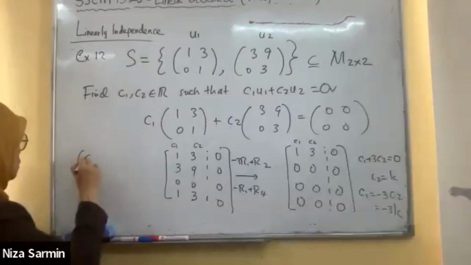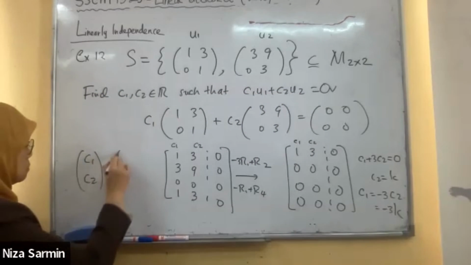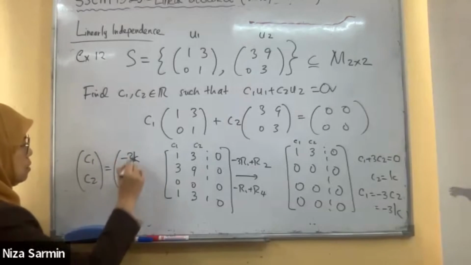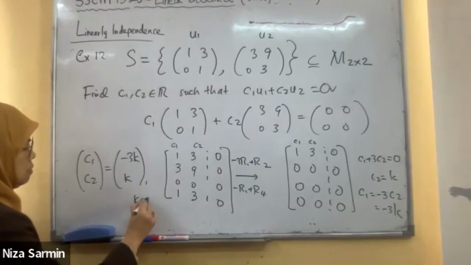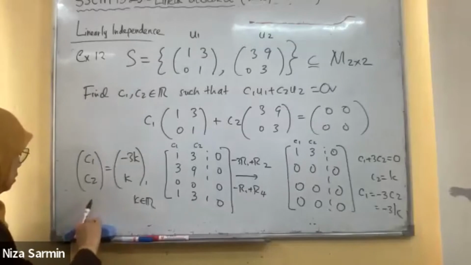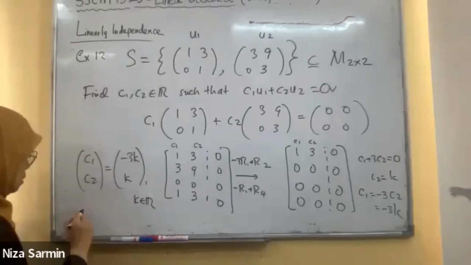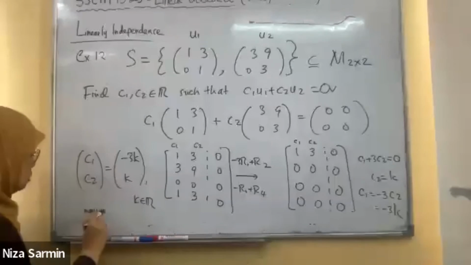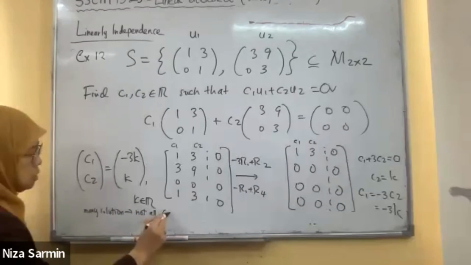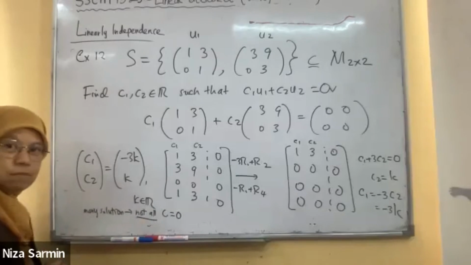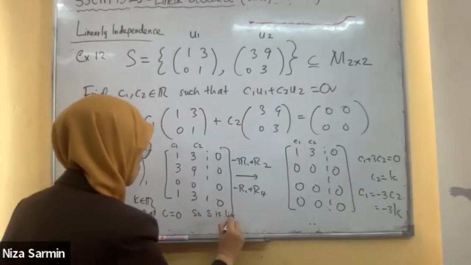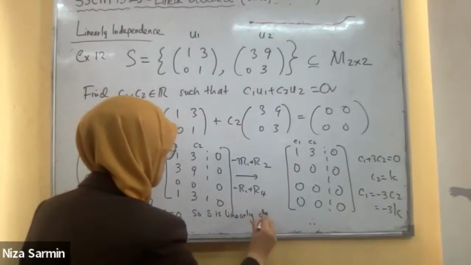So when you put the answer, negative 3K, K. This means many solutions. Okay? Many solutions means not all C is 0. Okay? So S is linearly dependent.